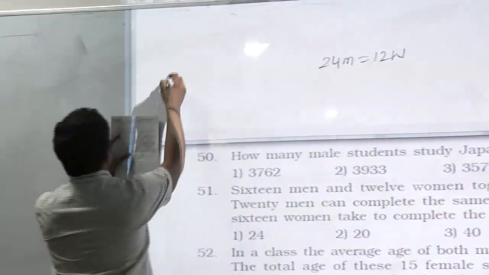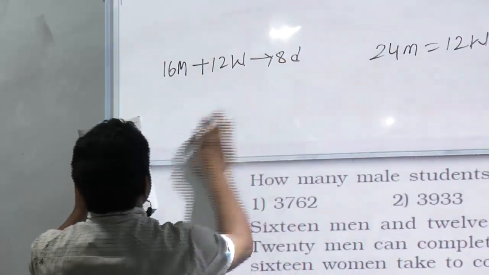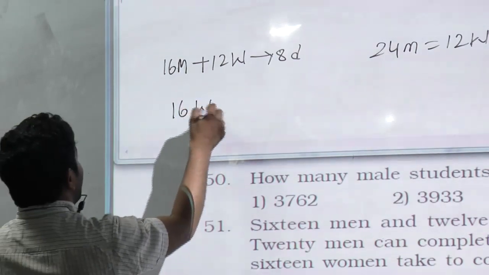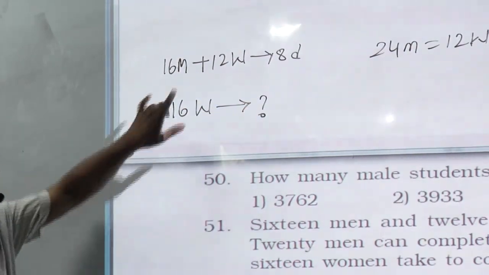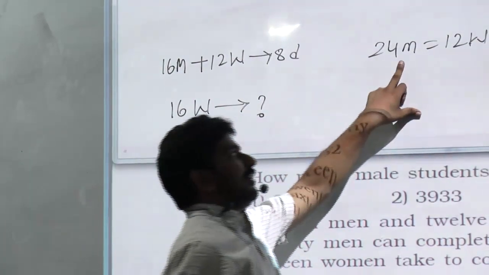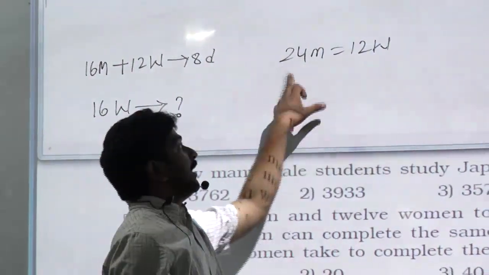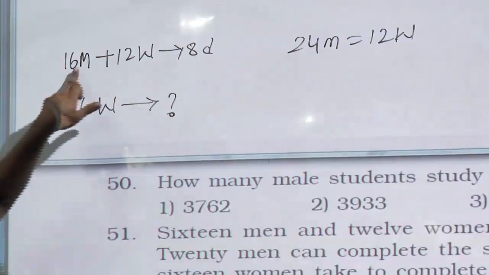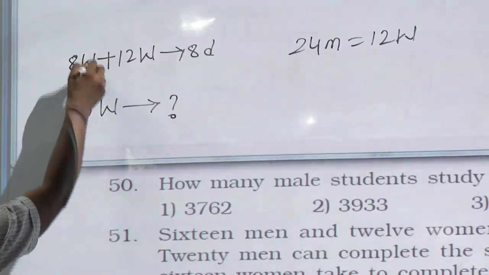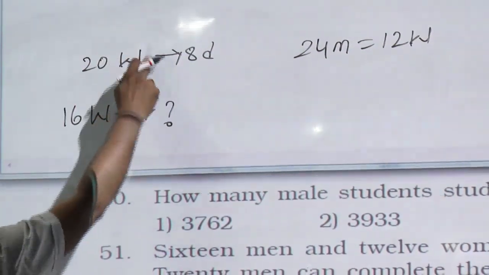Your first statement says 16 men and 12 women can complete the work in 8 days. Now what is your question? How many days will 16 women take to complete the work? So if you can convert this entire value to only women, you are done. 24 men's efficiency is equal to 12 women. 24 and 12, how much is this? Half. Half of 24 is 12. Half of 16 is 8. So 16 men's efficiency is equal to 8 women. 8 women plus 12 women, 20 women. So 20 women can complete the work in 8 days.